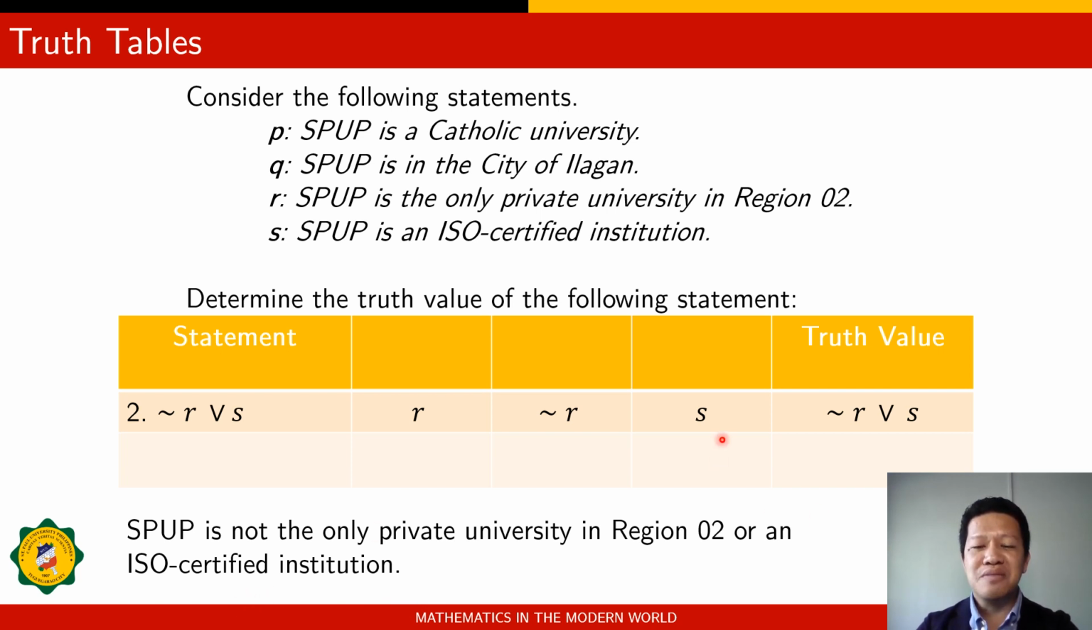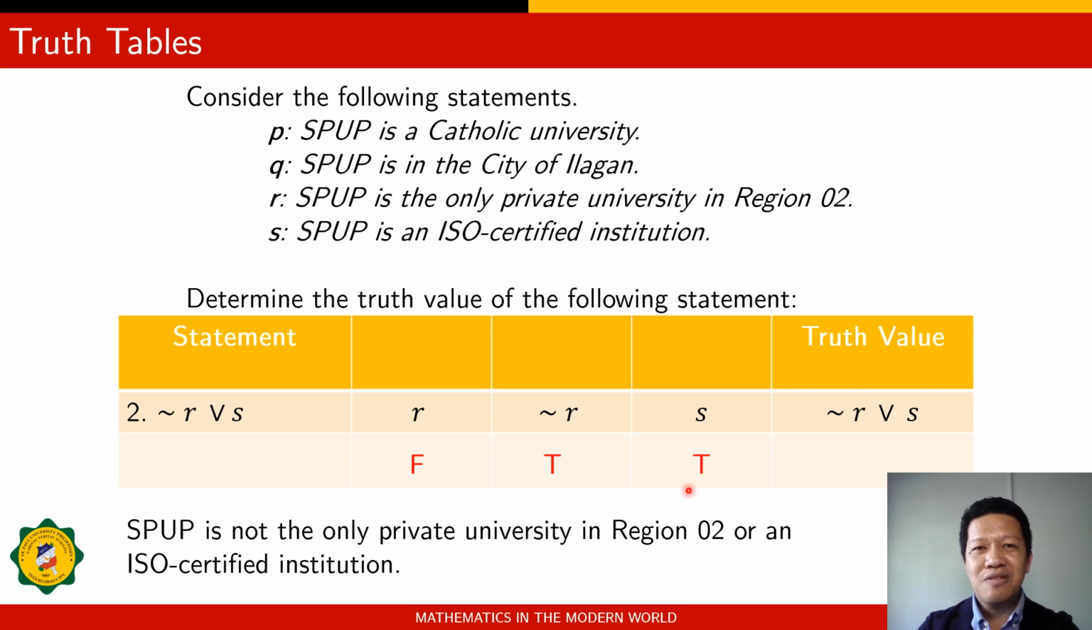So we're going to determine first the truth value of its statement. Let's start with R. SPUP is the only private university in Region 2. That is actually false. And we have the not R, so the negation of that will be true. And the given statement S is SPUP is an ISO certified institution. That is actually true. And then our statement is actually a disjunction. We have the word or. So we're going to get T or T.